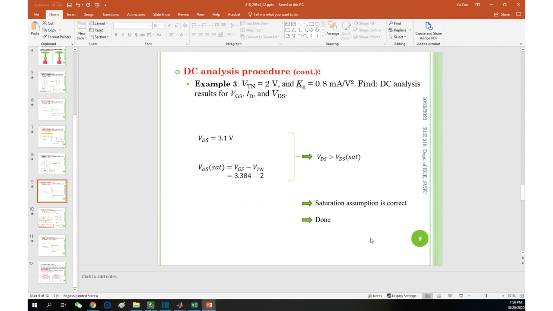This part is fairly easy. You can easily tell the VDS is greater than the VDS saturation voltage boundary. Of course, here I'm not even calculating the saturation voltage further, because I can tell this is absolutely lower than the VDS. So the conclusion matters; the saturation voltage boundary value does not. In the end, the assumption was correct, and we are done.